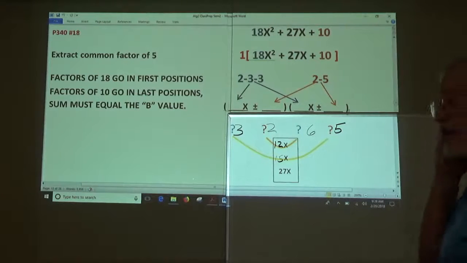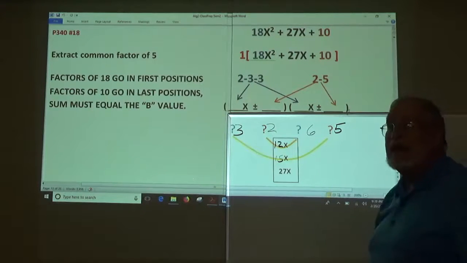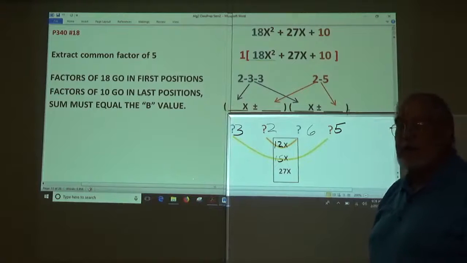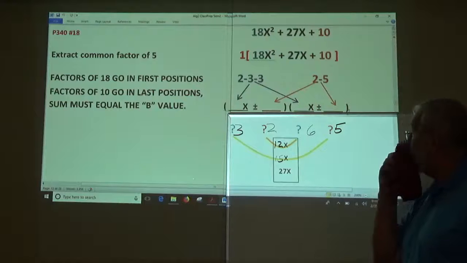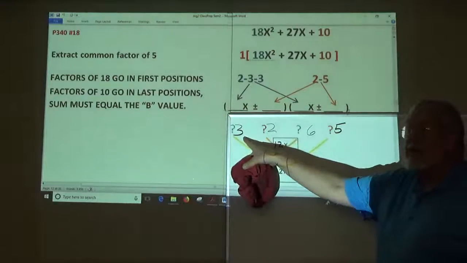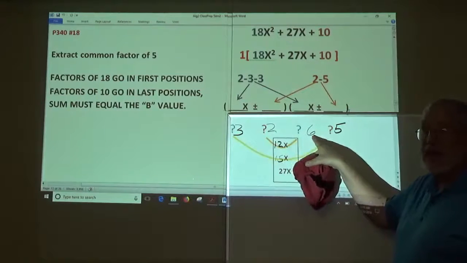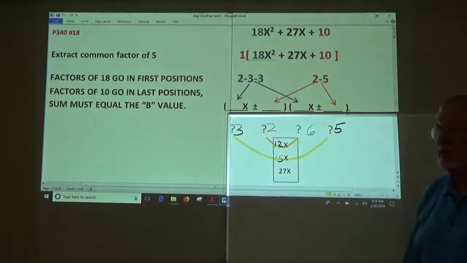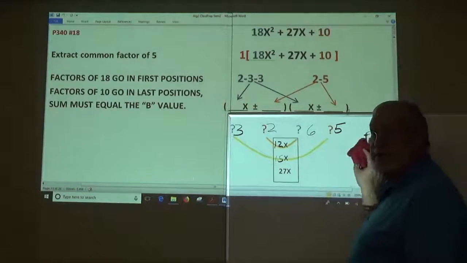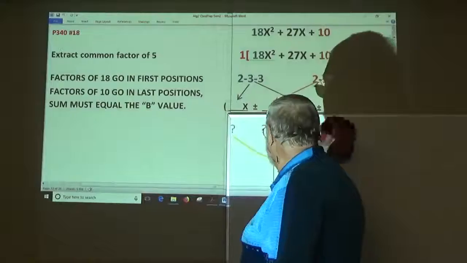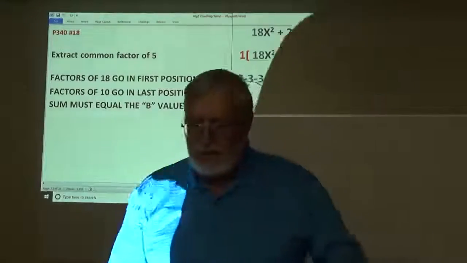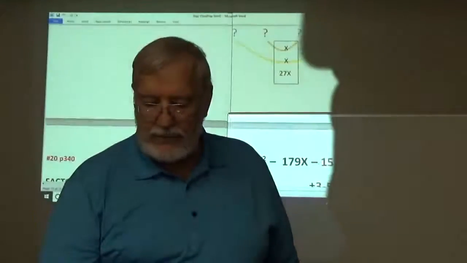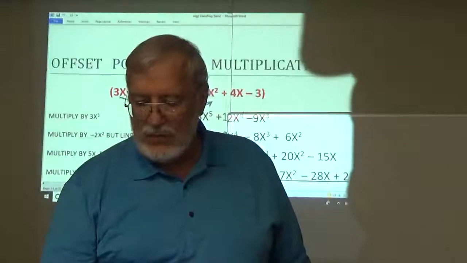Okay? Now, sometimes the first time you get it, it'll be right. Sometimes it will not be right. Okay? And so this becomes 3x plus 2 and 6x plus 5. All right, question? Now, that's more of the same.